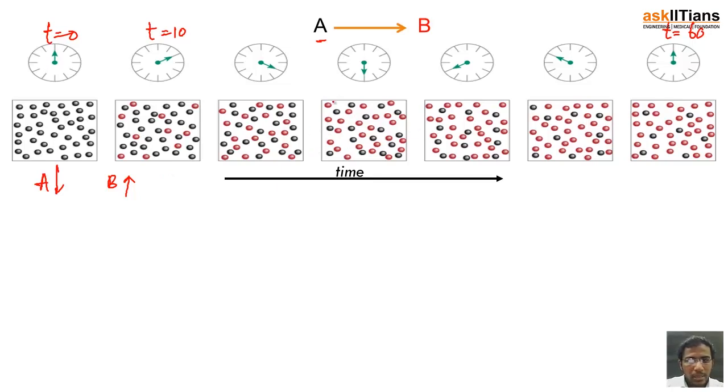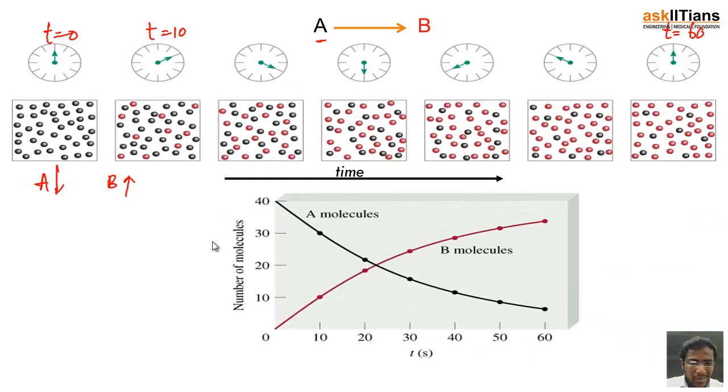So we can represent this change in graphical form. Here on the y-axis we are taking the number of molecules of reactants and products, and on the x-axis we are taking time. Initially at time t equal to 0, the number of molecules of A is 40, and at the end, at 60 seconds, the number of molecules of A is just 7.